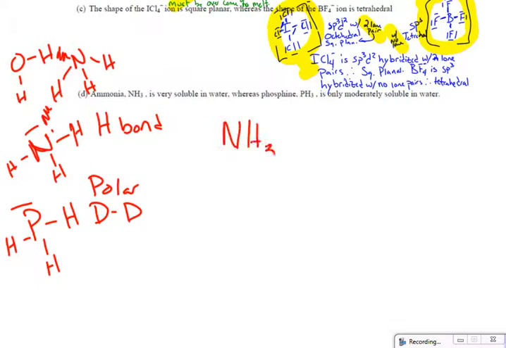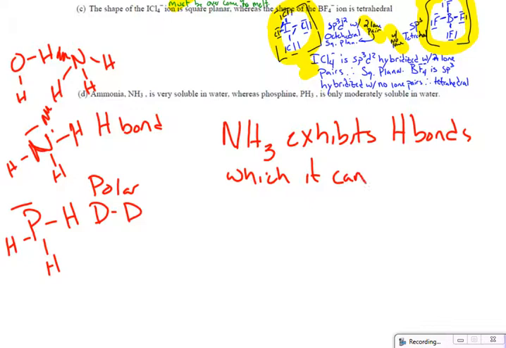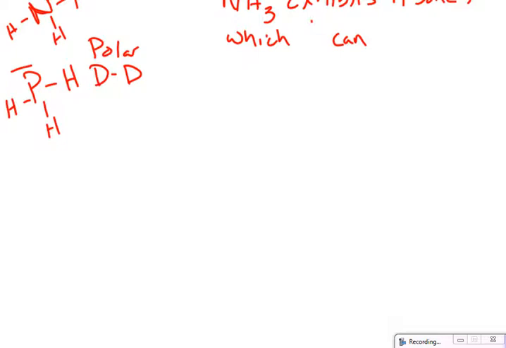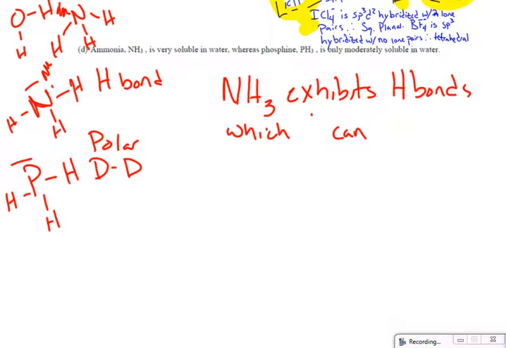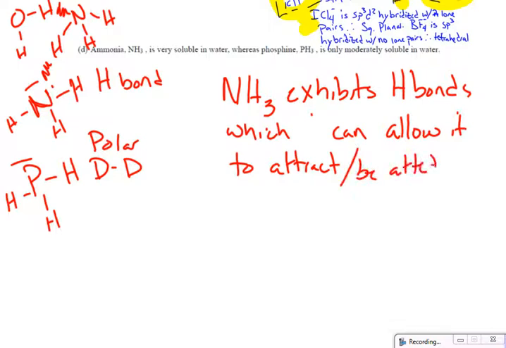So ammonia exhibits hydrogen bonds, which can allow it to attract or be attracted to water. Atoms don't use things, so, which can, not it, that was a weird jump. That's an attempt at the word attract.